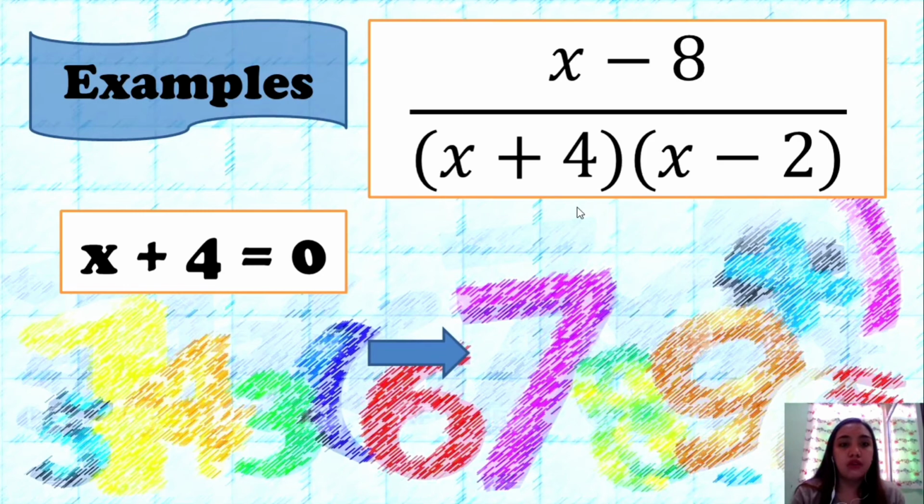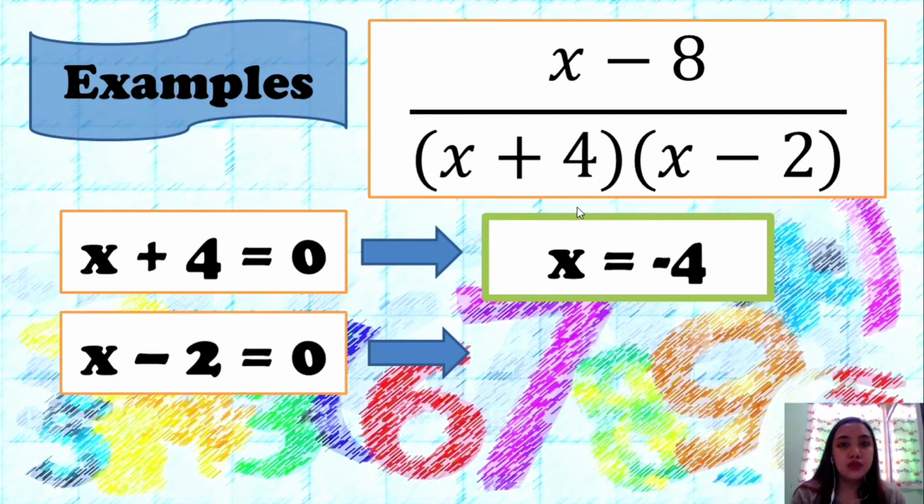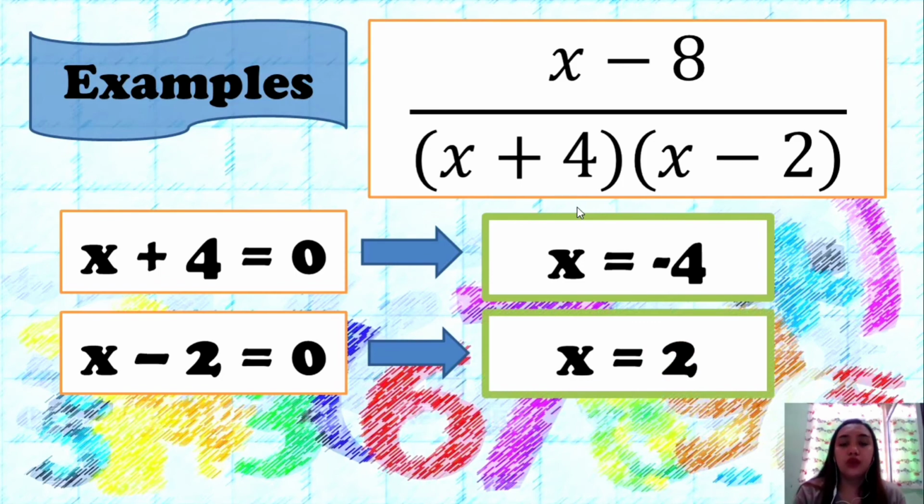I-equate natin sa 0. So, ano yung unang x? So, syempre, ang katabi ng x dyan is positive 4. So, kapag nilipat natin sa ibang side, or when we transpose it on the other side, you will get negative 4. So, the first x will be negative 4. And ano naman yung pangalawa? The x minus 2 equals 0. Diba ang katabi ng x is negative 2. So, kapag nilipat natin sa kabilang side, it will become positive 2. So, meron tayong dalawang value ni x.